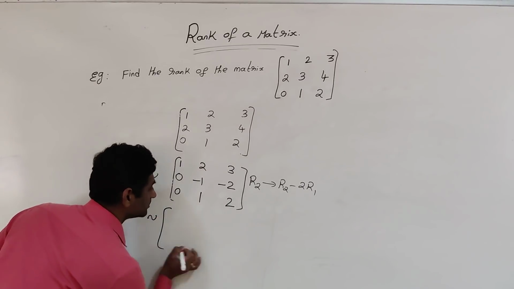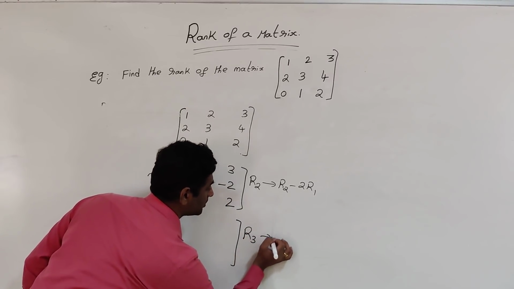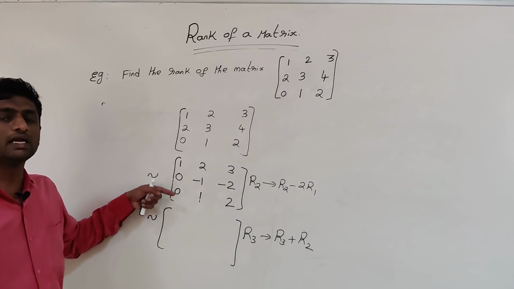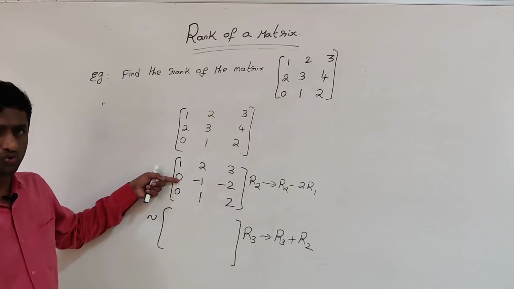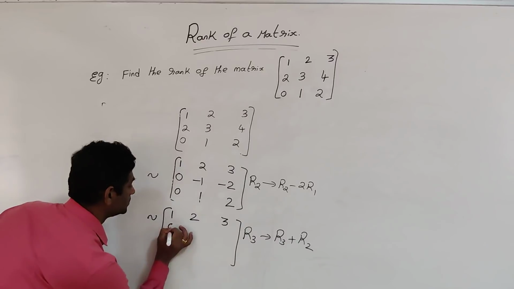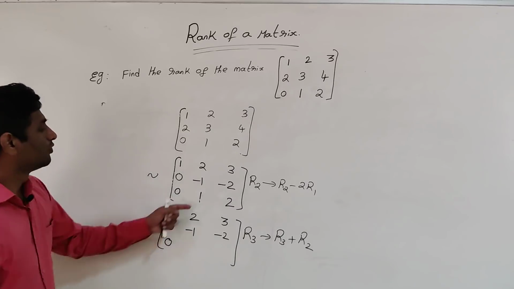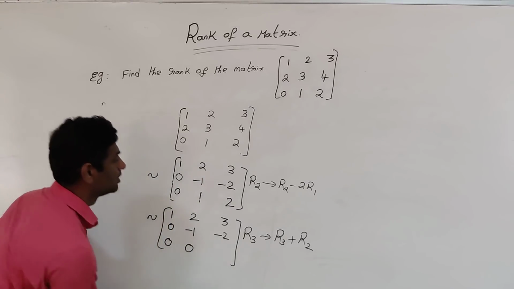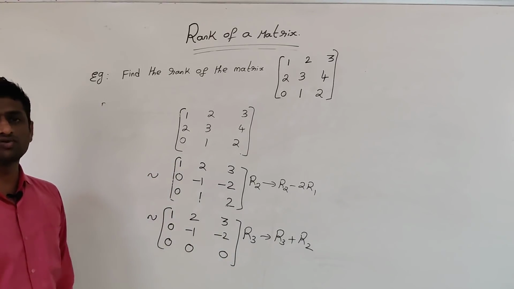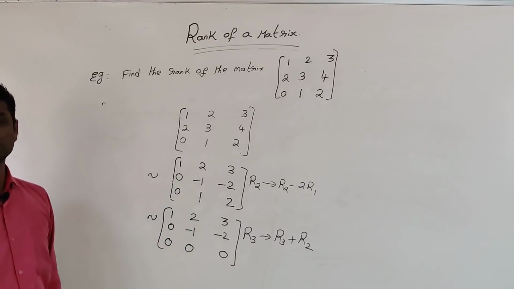So we can convert this into 0. R3 is replaced with R3 plus R2, so the elements of row 3 are added with one times the elements of row 2. So 1, 2, 3. 0, minus 1, minus 2. 0 plus 0, 0. 1 minus 1, 0. 2 minus 2, 0. Now it is in echelon form because all the zero rows appear after the non-zero rows.